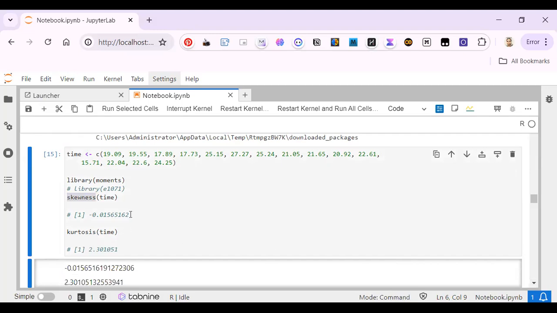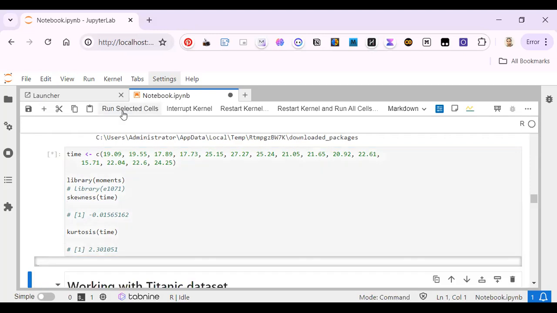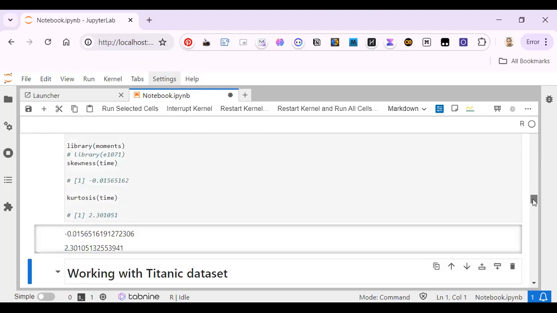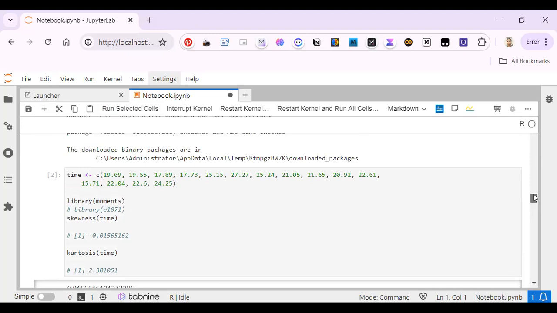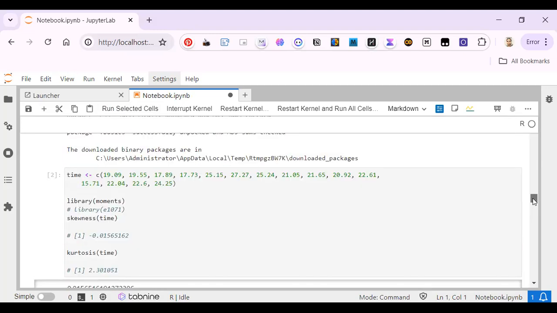Let's run it. We got this example, right? Minus 0.01 here, and here 2.31, something nearby 3. We can't say exactly 3, but this is the value. Now go ahead and understand here: the first is minus, right? So it is a minus value.